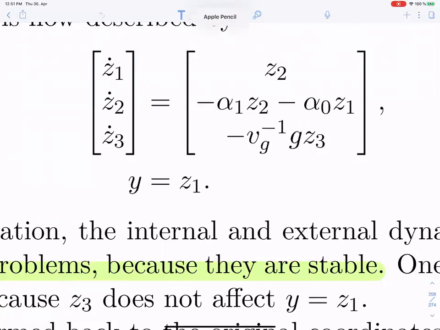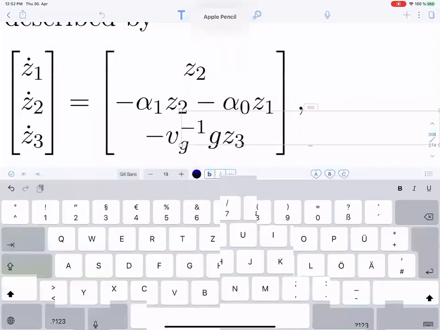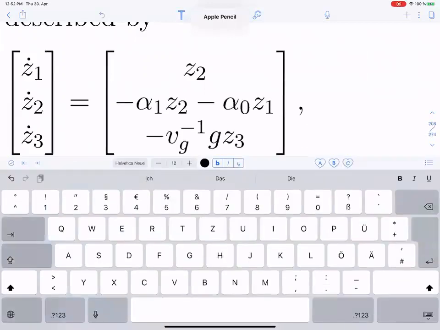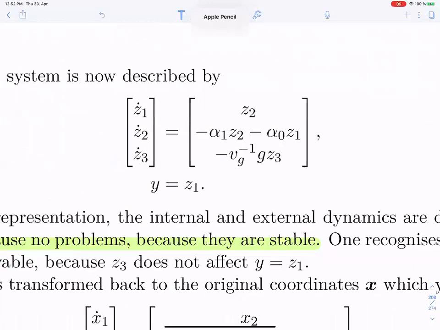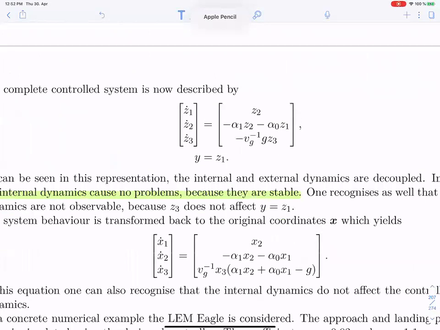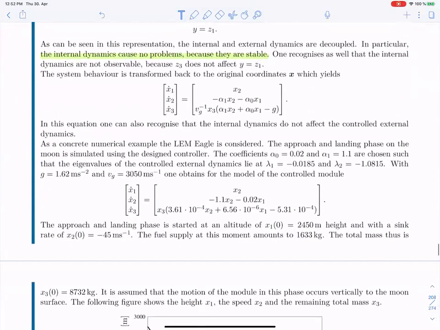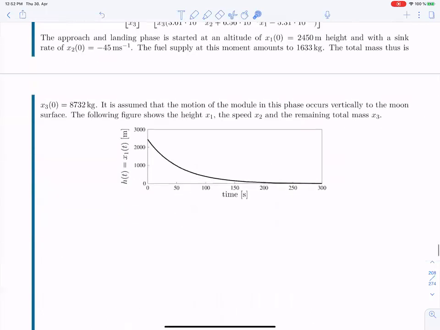The internal dynamics is stable and it's linear also in this case. So C3 dot is equal to minus Vg to the minus 1 times G times C3. So you can see it's linear, obviously, and it's stable, okay? Then we apply some control law. I'm skipping the rest. Maybe you consider it some homework to play around with it if you want to. And then obviously we get some results.